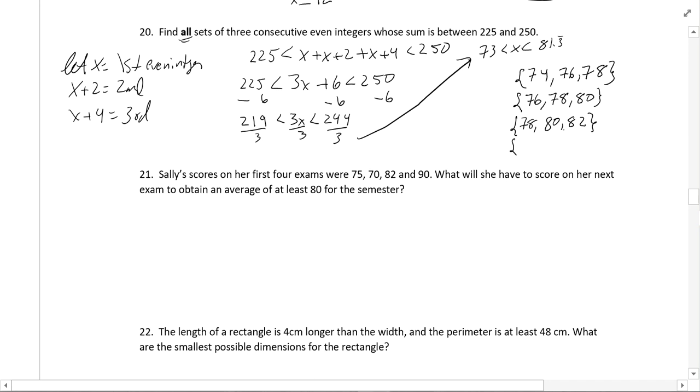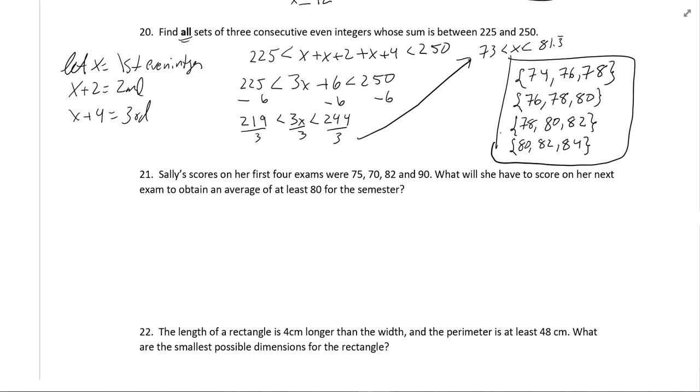Let's see, is there another one that would work? Well, yeah, 80 could work. 73 is less than 80, which is less than 81.3. So 80, 82, and 84. Now let's see, are there any more that would satisfy this and make this true? Well, 82. 73 is less than 82, which is less than 81. Not a true statement. So 82 would not work. So that means the set of answers that would make this true would be those 4 sets of answers.